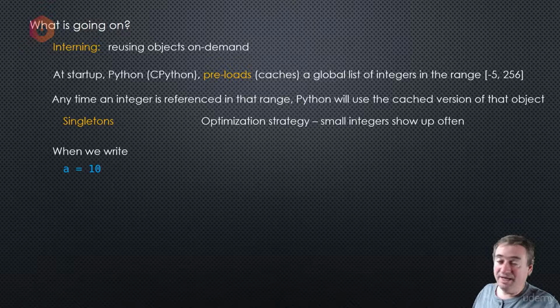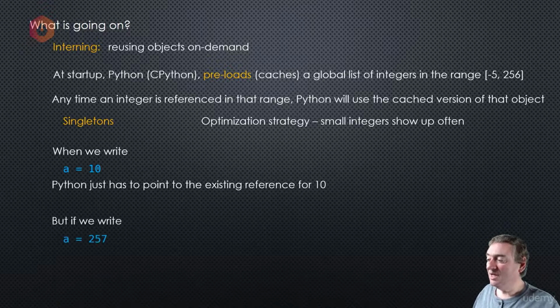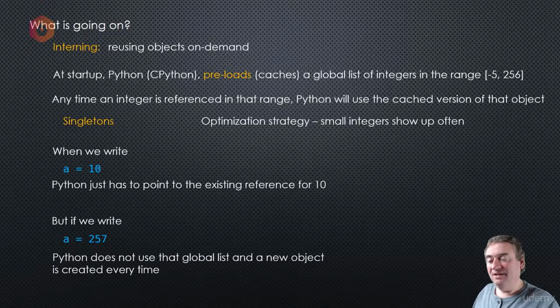So now when we write a equals 10, Python just has to point to that existing reference for 10. It doesn't have to create that integer object, and creating an integer object does take some work. We'll also see what the memory overhead is every time we create an integer. But if we write a equals 257, that's outside of the range -5 to 256, so Python doesn't use the global list and we'll get a new object created every time.